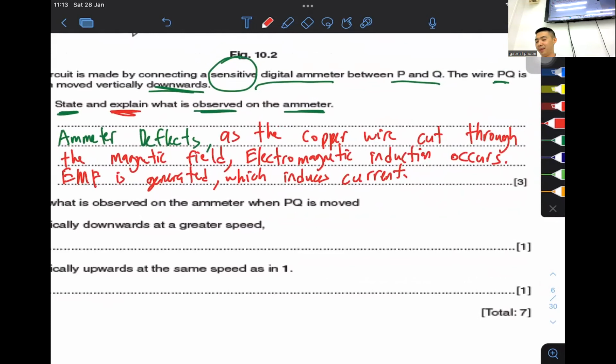But anyways, the ammeter deflects as the copper wire cuts through the magnetic field. Electromagnetic induction occurs. EMF is generated, which induces the current.